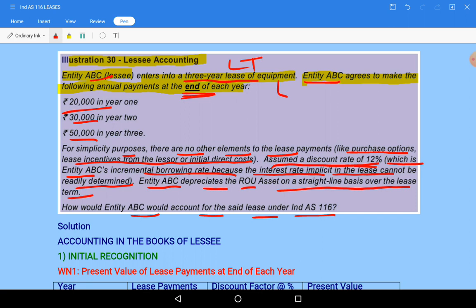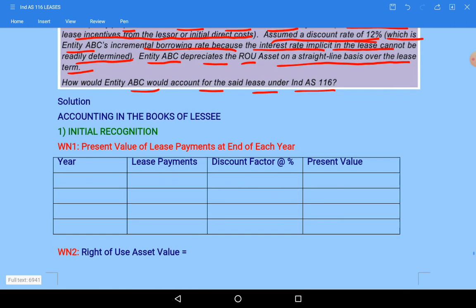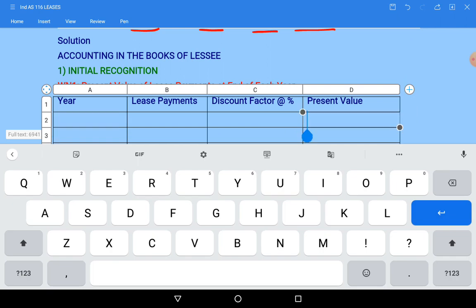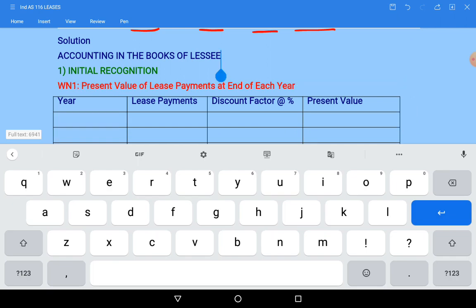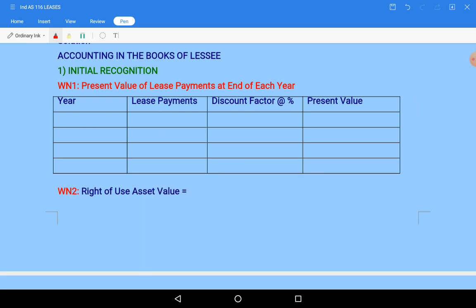So first, in the solution, what we need to do? We need to make initial recognition, that is working note 1. What is your working note 1? Present value of lease payment. So I'll highlight this thing. Present value of lease payments, that is end of each year they are taking.